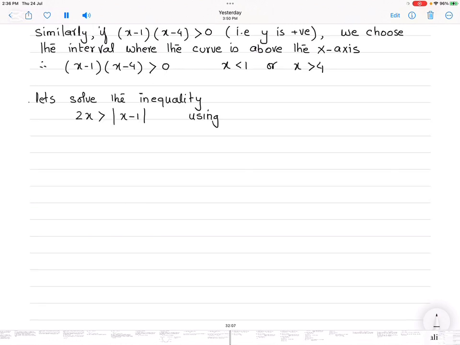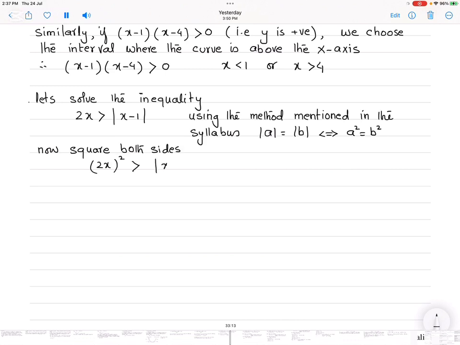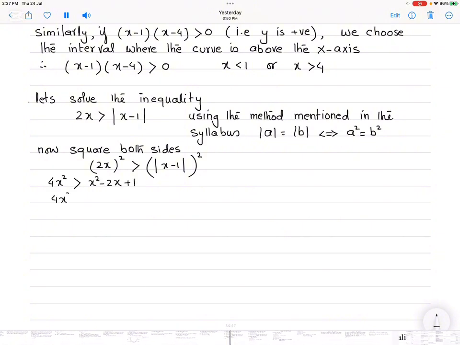Let's solve the inequality 2x greater than |x - 1|. Using the method mentioned in the syllabus, |a| = |b| is the same as writing a square equals b square. As I told you, this a square equals b square comes by squaring both sides. Now square both sides. So you get 4x square greater than x square minus 2x plus 1. So 4x square minus x square plus 2x minus 1 is greater than 0.